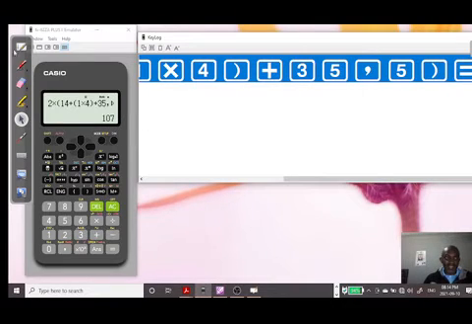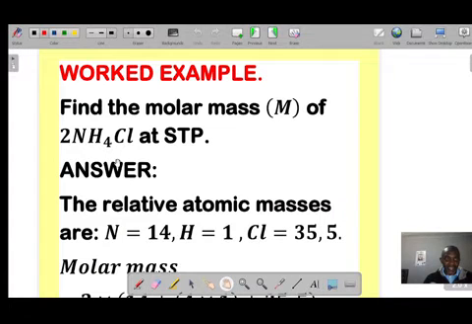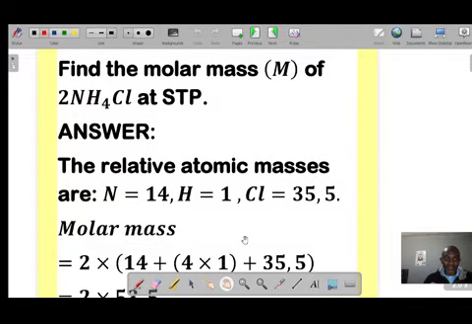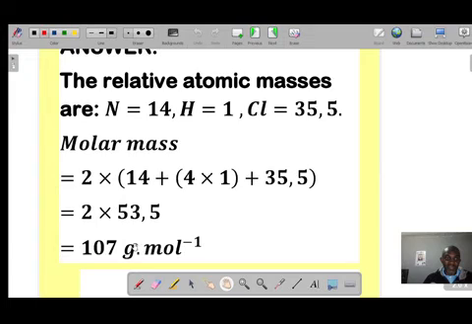Let's go back to our board and continue. If you check what I did here, that's exactly what I've just told you: I have a 2, multiplied by 14 plus 1 times 4 plus 35.5, which gives me 107 grams per mole. I hope we are together.